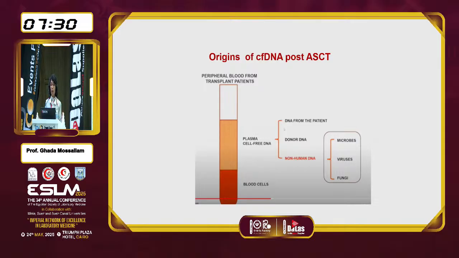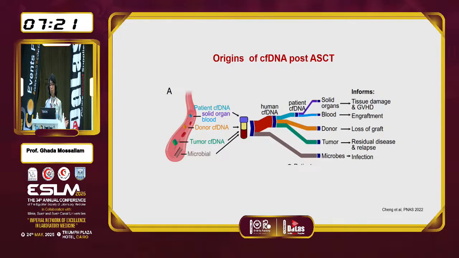but may be derived either from the donor, the recipient, or even non-human in case of infection with bacteria, viruses, or fungi. And the origin of this cell-free DNA can inform about specific complications. The presence of cell-free DNA derived from solid organs indicates graft damage and graft versus host disease.